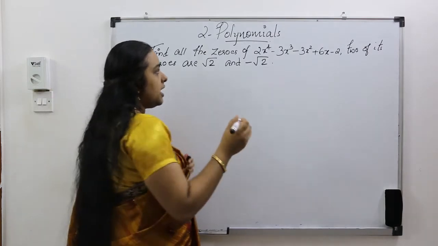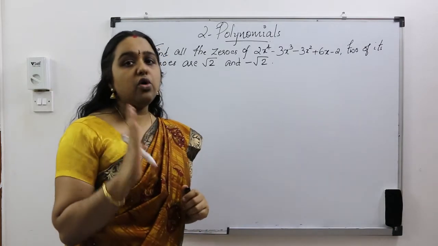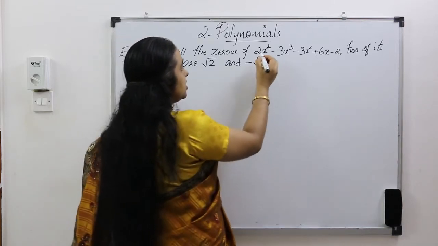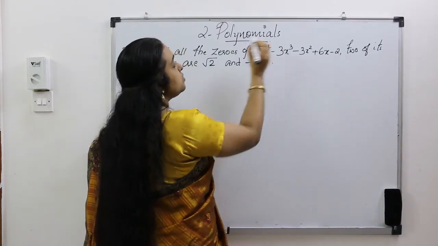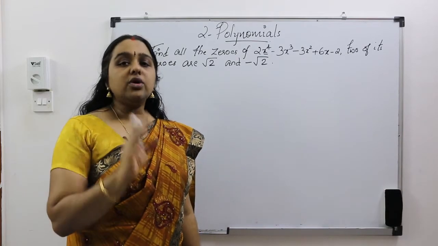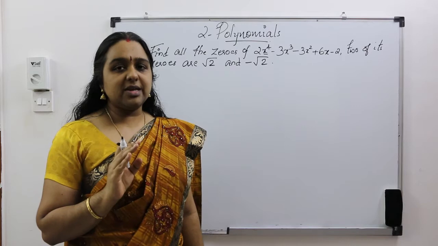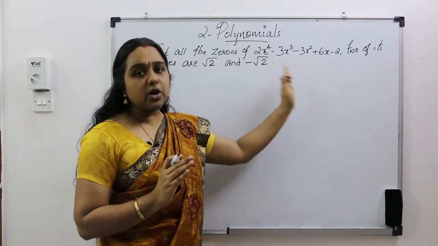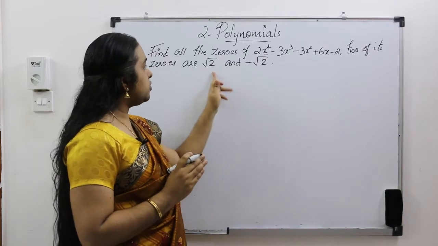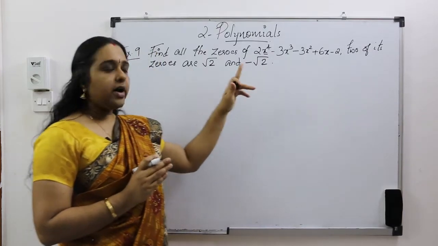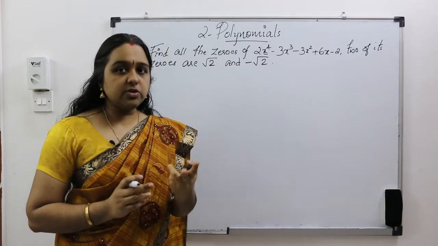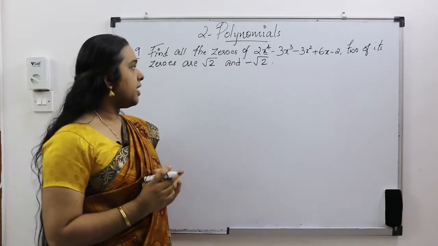Here we know that there will be at most 4 zeros of the polynomial. Why at most 4 zeros? Because the highest exponent of x is 4. Then there will be at most 4 zeros for this particular polynomial. Here we are given 2 zeros, root 2 and minus root 2. We are asked to find all the other zeros. That means the remaining 2 zeros are what we have to find.